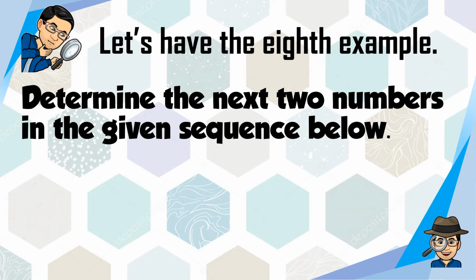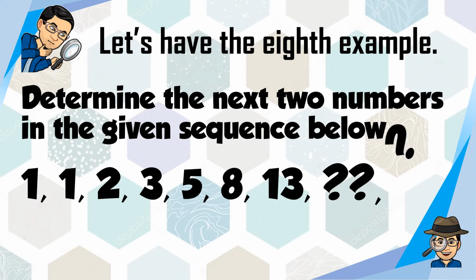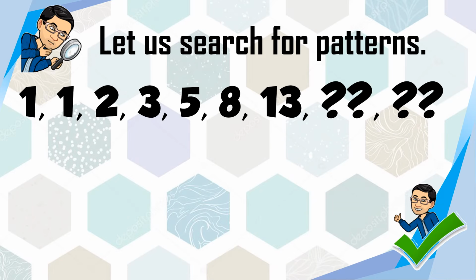Determine the next two numbers in the given sequence below. So, 1, 1, 2, 3, 5, 8, 13, and then the two missing numbers. So, yan, increasing order na naman siya. It's either multiplication siya or addition. So let us try searching for patterns. So kung mapapansin natin, ang dalawang unang numbers, ina-add sila to get the third term. And then to get the fourth term, we need to add 1 and 2, the second and third term. And so on. So ganun lang ang patterns niya.